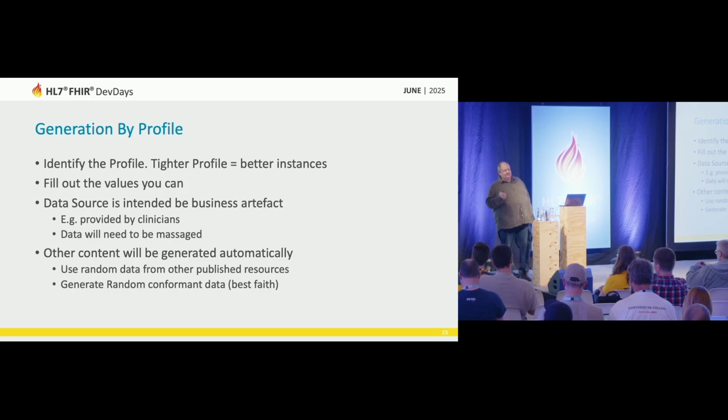And if we don't have data in the input source, then what I actually do when I use random data is I've got a database full of random data from every published IG. And I just randomly pick random data out of that for the path. So it's not entirely randomly generated data. And then if I can't do that, I'll generate truly random data.